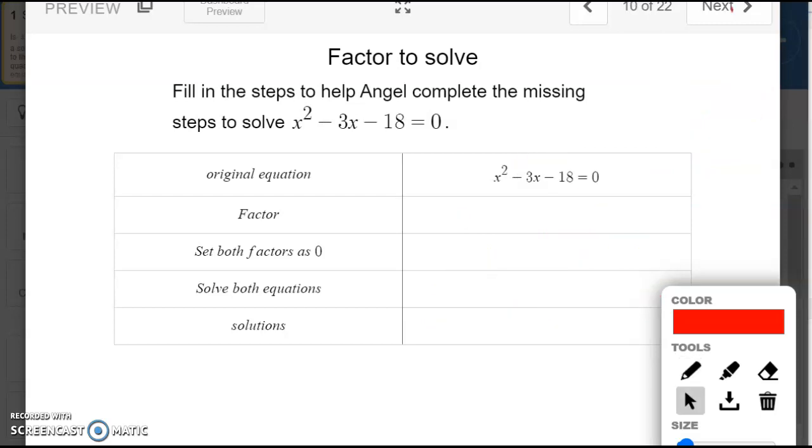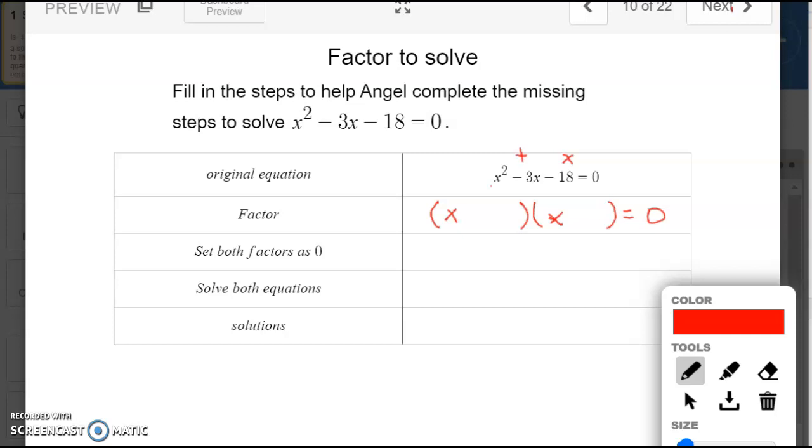Okay, you're going to keep going. Again, the leading coefficient is 1, so this is our simple factoring. X squared, so we're looking for two numbers that multiply to negative 18 but add to negative 3.